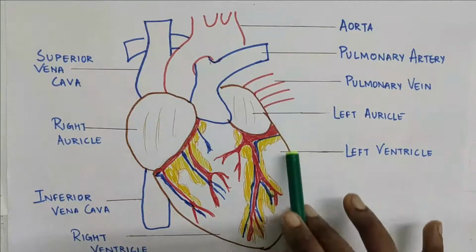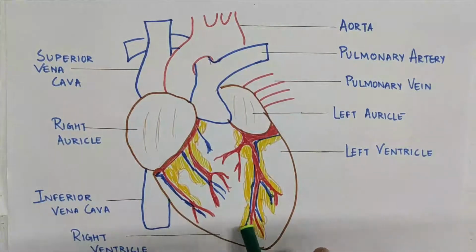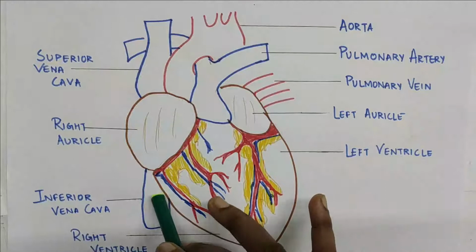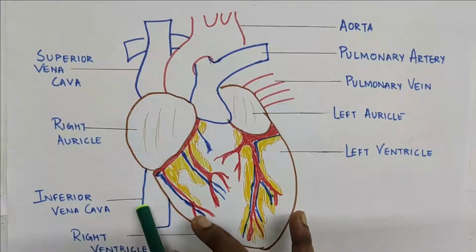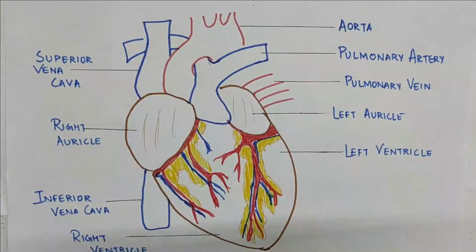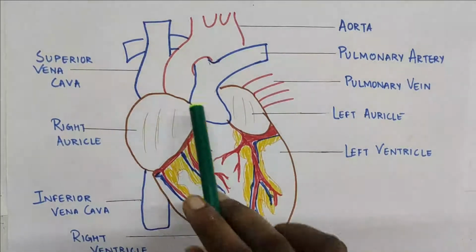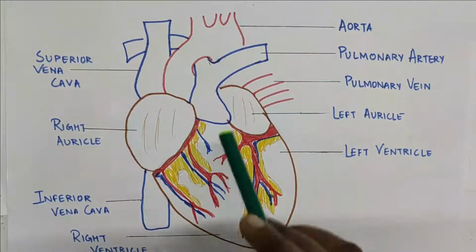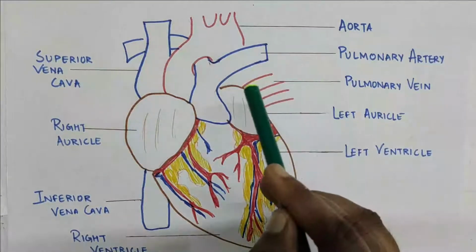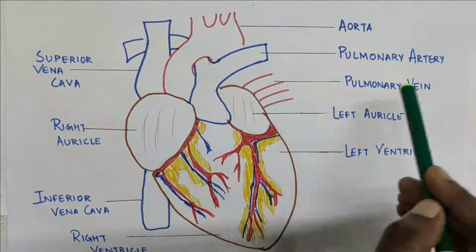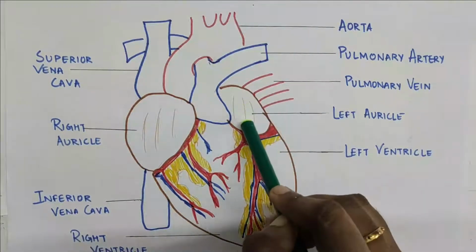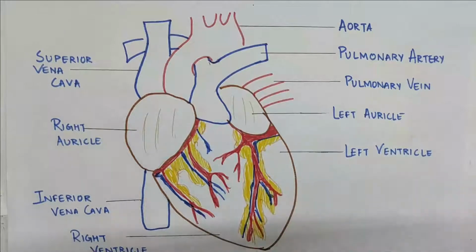Then this side we have the left ventricle, and this side the right ventricle. From the lower part, the inferior vena cava brings the impure blood, and from the superior part, the upper part of the body, the impure blood is brought by the superior vena cava, and they drop it in the right auricle, from where it goes to the right ventricle. Then through the pulmonary artery it goes to the lungs, and it comes back through the pulmonary vein, bringing the pure blood to the left side of the heart.